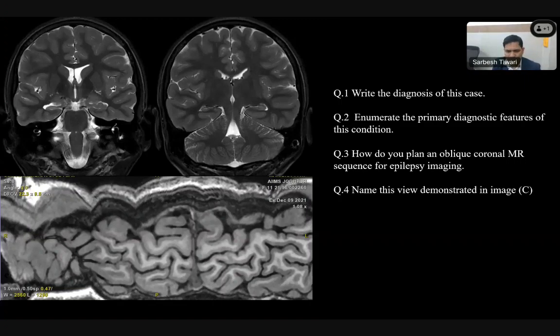Then the fourth question: can you name this view? This is the last. I think you have answered all the questions. What is this view? Panoramic view. All right, it should have been called panoramic view, but unfortunately it is not called panoramic view. Anything else?